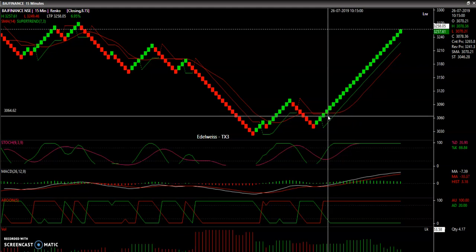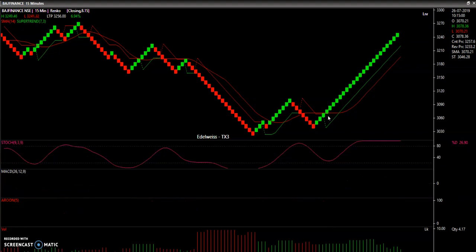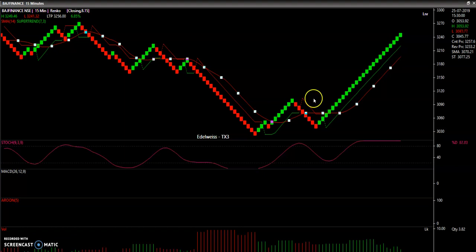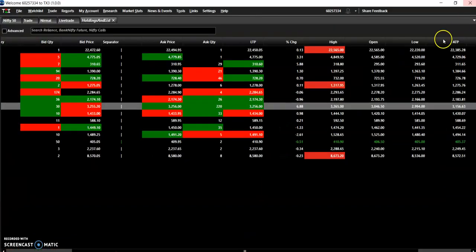Okay, here is probably where it just crossed over the SMA and Supertrend. So 3064, 3050 could have been a decent stop loss as well. Okay, so you enter the trade here and you basically trail the trade. You can see that if you had entered at 3100 as well, it would have given fantastic returns.